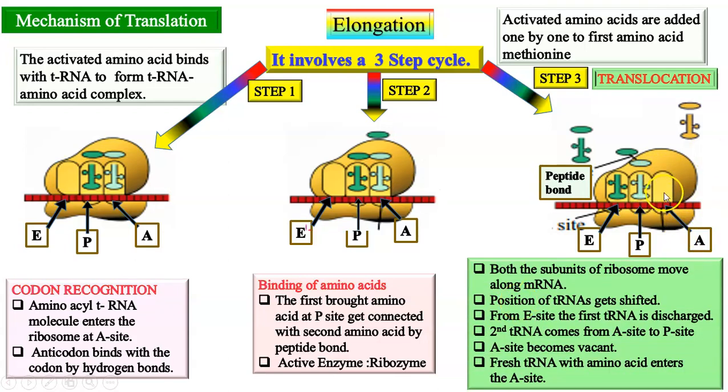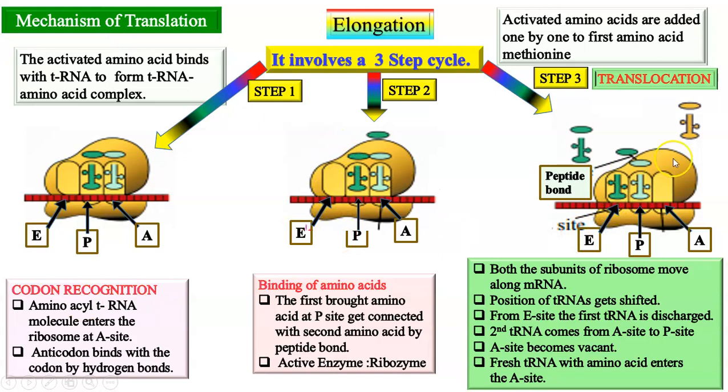So when both subunits of the ribosome move along the messenger RNA, we can see the position of the transfer RNA getting shifted. From the E site, the first transfer RNA gets discharged. The second transfer RNA, which was at the A site, now comes to the P site. And at the A site now, the third transfer RNA comes with another amino acid. Once again the ribosome will shift and the first step will be repeated. So as we said earlier, the three steps occur in a cyclic manner.